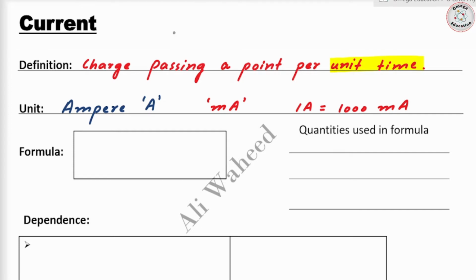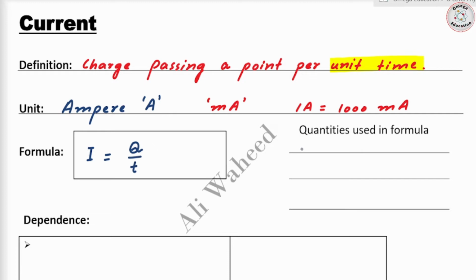Then we have the next thing, formula. The formula can be obtained from the very definition itself. First of all, I'm going to write I equals charge passing through a point per unit time. Per unit time means divided by time. So what do we divide by time? Charge. Charge is represented by Q. So Q over t. This is the formula for current that we have.